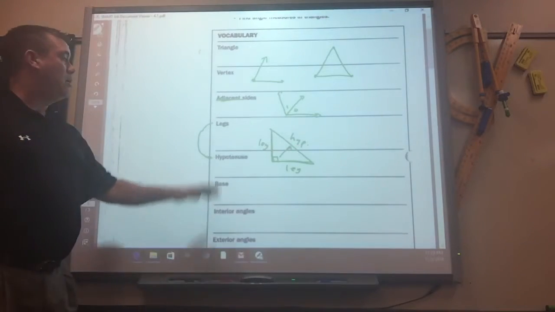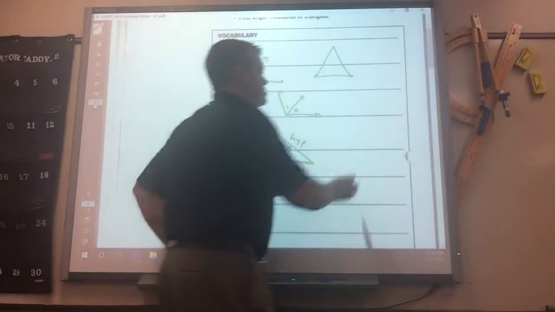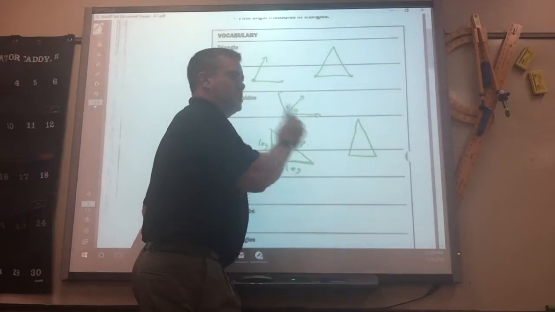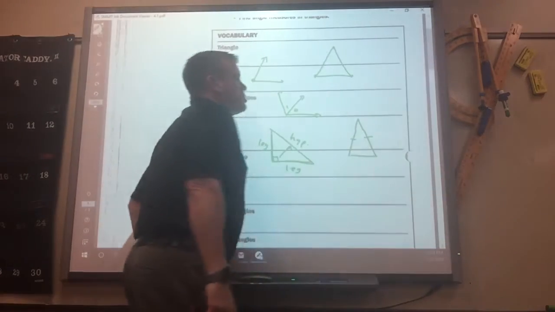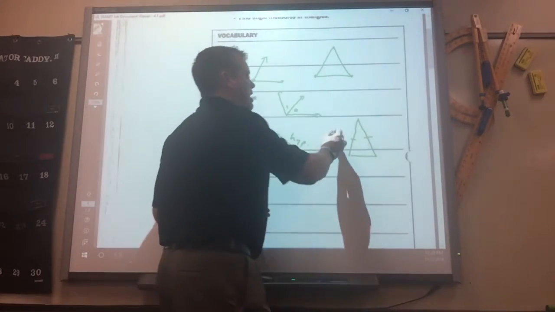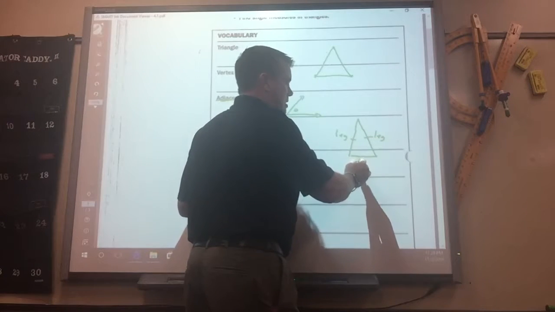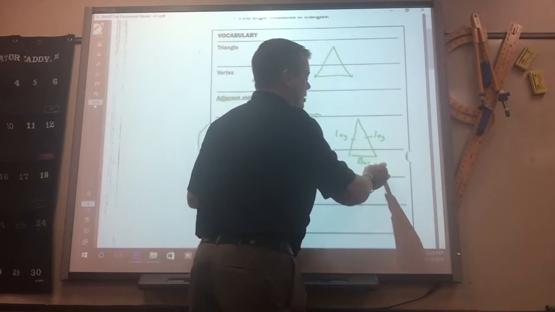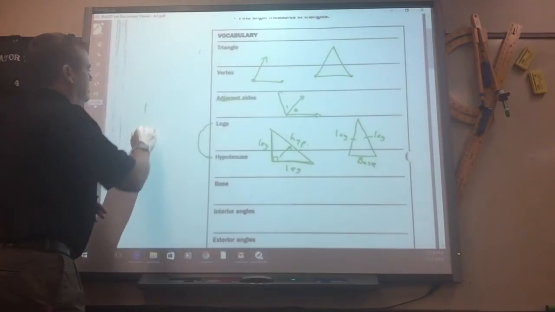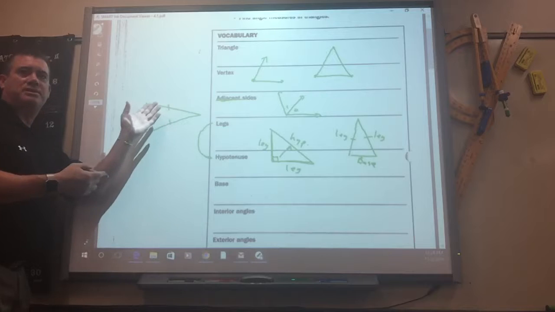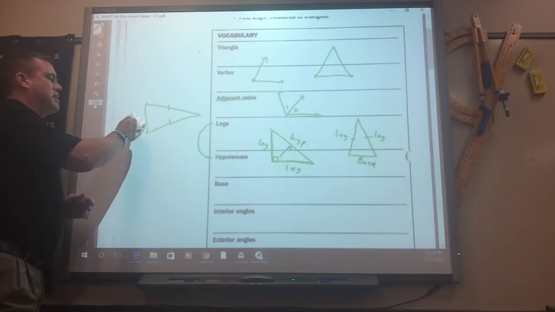Okay? Now, there are legs on isosceles triangles. You guys remember what an isosceles triangle is? 2 sides are the same. So the 2 sides that are the same are called the legs, and then the side that's not the same is called the base. So if it's isosceles, the base doesn't have to be the bottom. If this is your isosceles triangle, this is the base.